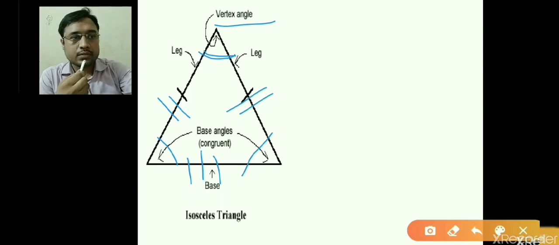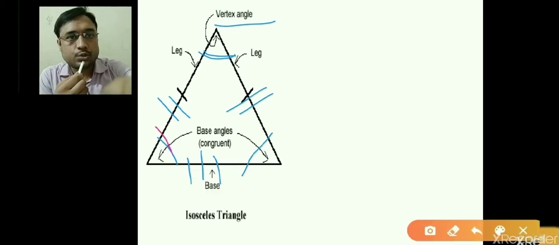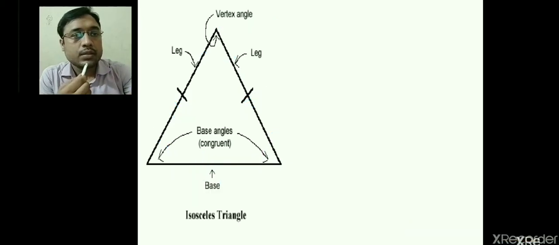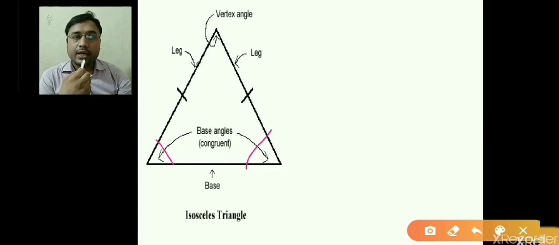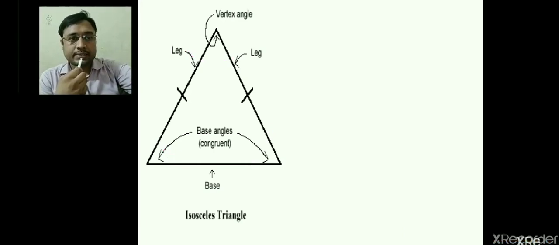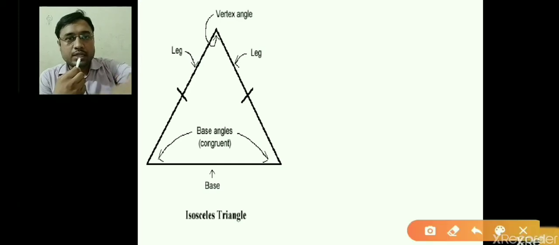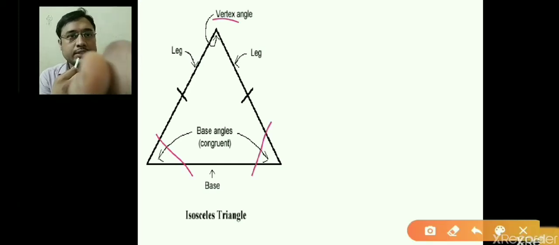Here you can see, these two base angles are equal. These two base angles are congruent. Congruent means they are equal. So other than the vertex angle, the remaining two angles are called the base angles, and they are equal. These two are base angles, and the third angle here is the vertex angle.